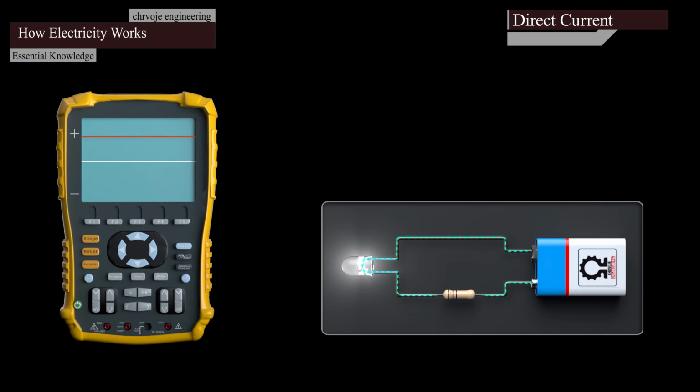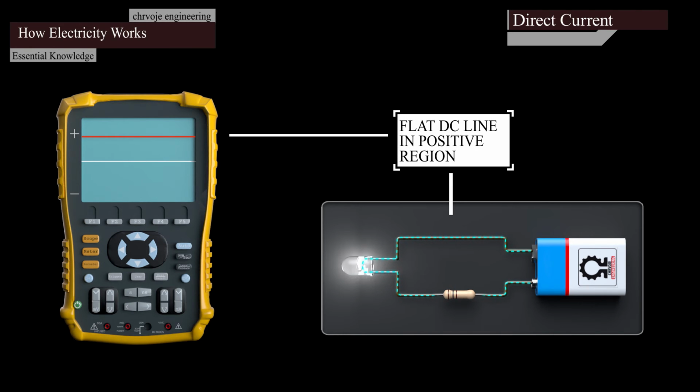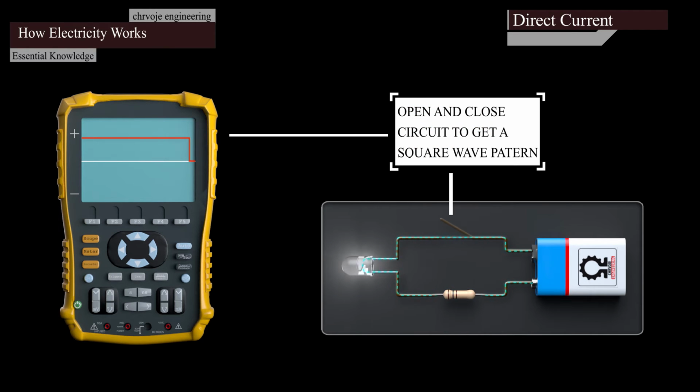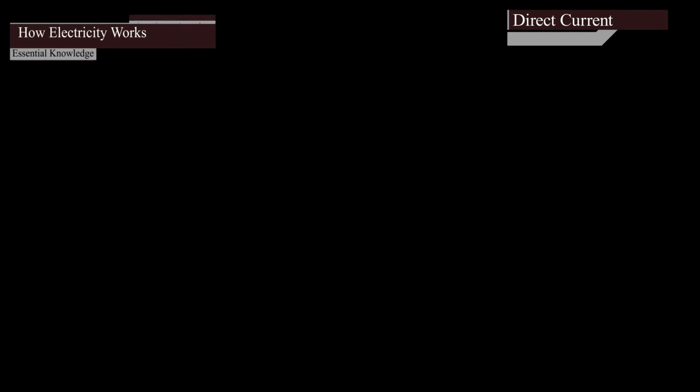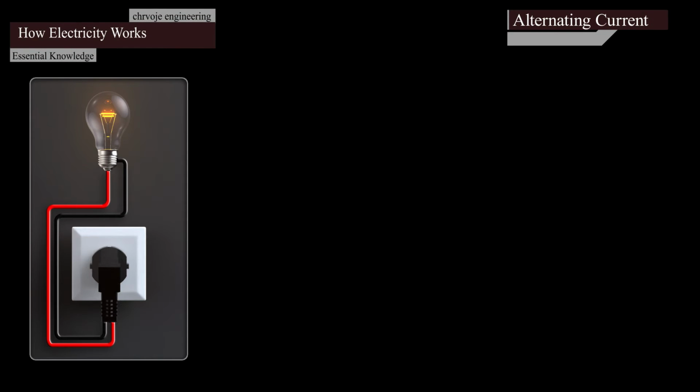When we use the oscilloscope to look at the electrical waveform of DC, we get this flat line, the maximum voltage in the positive region. If we open the circuit, the line drops to zero. If we turn it on and off repeatedly, then we get a square wave pattern between 0 and maximum. If we open and close the switch of the electric circuit at different lengths of time, then we will get a pulsating pattern.